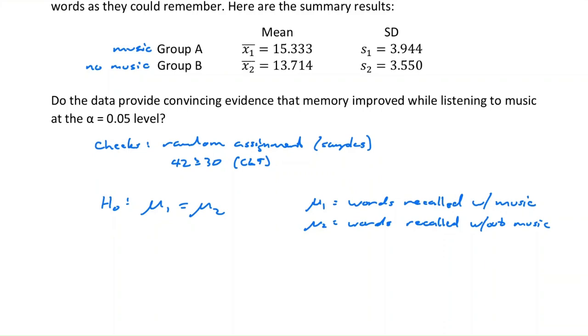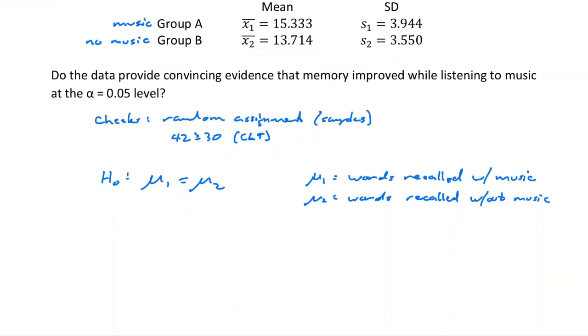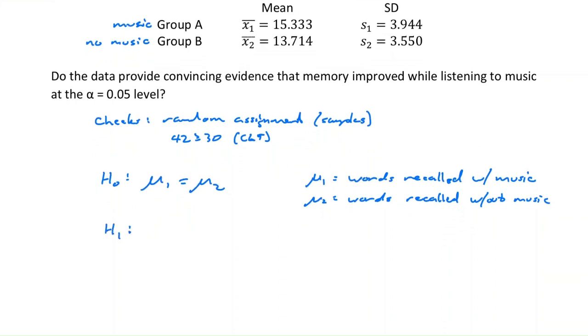But it's important that you define what mu1 and mu2 are, because now when we get to the alternative, again, in this case, it says, does the data provide convincing evidence that memory improved while listening to music? Again, I'm looking for evidence that mu1 is greater than mu2, that those who listened to music recalled more words than those who didn't. Again, if I flipped my definition for mu1 and mu2, I would have mu1 is less than mu2. Okay, so just be clear on that.